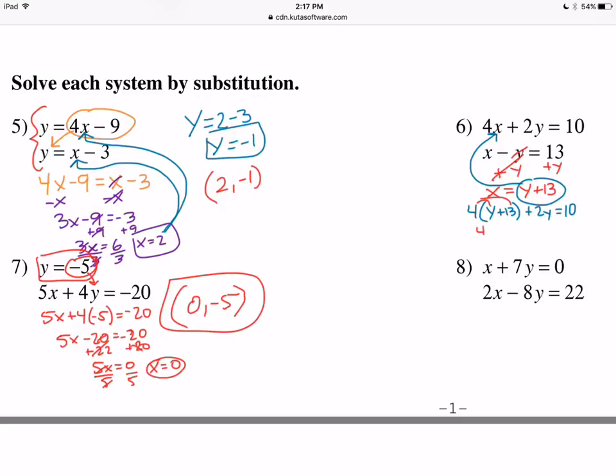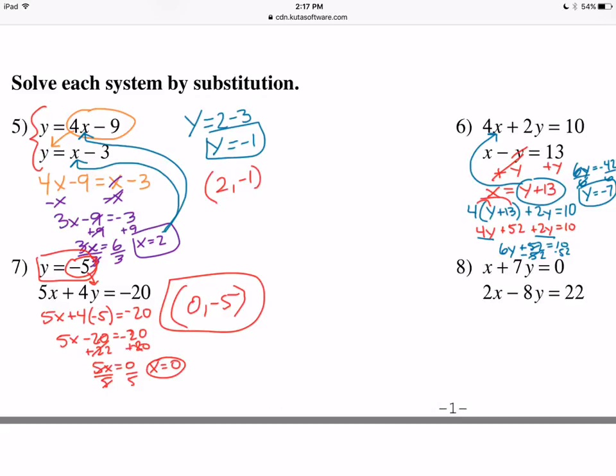Distribute the 4. 4y plus 52 is what that equals, plus 2y equals 10. Combine like terms, 4y plus 2y is 6y, plus 52 equals 10. Subtract 52 to get 6y by itself. And 6y equals negative 42. Divide by 6. y equals negative 7.